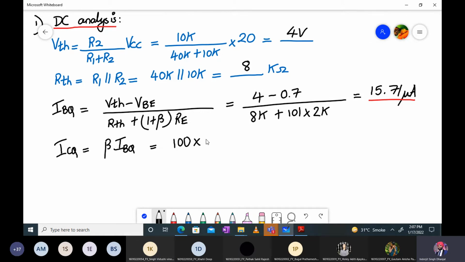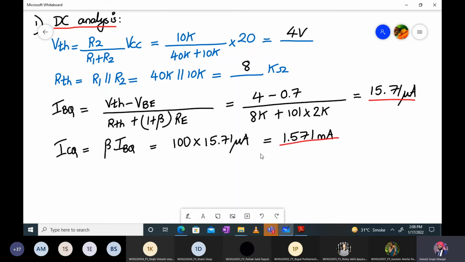100 into 15.71 microamperes. If you multiply it by 100, it will be converted into milli, but with one decimal shift. So it will be 1.571 milliamperes. That's the answer which we are getting. I hope that everyone is getting this.